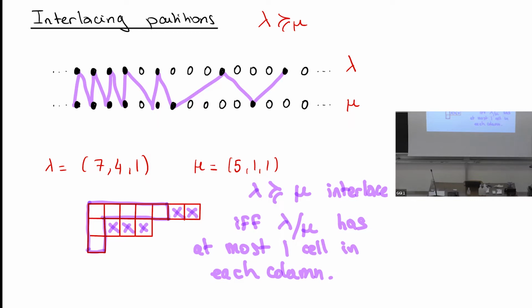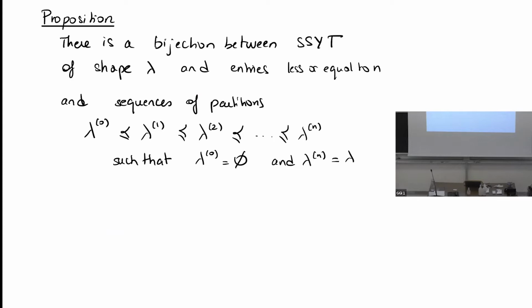So why do we care about interlacing partitions? For many reasons, but one of them is that there's a bijection between semi-standard Young tableaux of shape lambda, which I'm going to define, such that the entries are less or equal to n, and a sequence of interlacing partitions, lambda 0, lambda 1, up to lambda n, with the condition that whenever I go from lambda i to lambda i plus 1, I interlace. Also the first and last partitions are fixed. Namely, the first partition is empty, and the last one is the shape of my tableau, lambda. Let me give you an example.